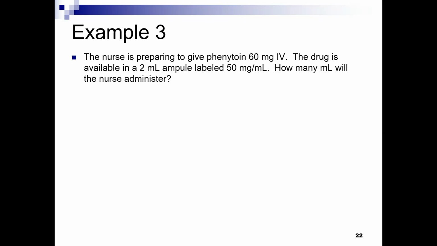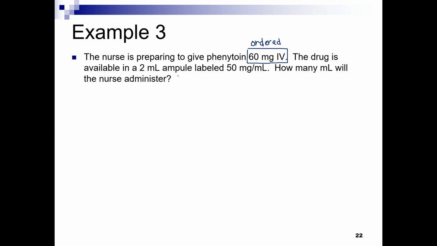And so it tells me the nurse is preparing to give this medication 60 milligrams as an IV. So the first thing I want to note is the 60 milligrams is what's ordered. Even though it did not say the word ordered, if that's what the nurse is preparing to give, the doctor must have told her, give this amount. Next, I notice the drug is available in a 2 milliliter ampule labeled 50 milligrams per milliliter. And I'm asked how many milliliters will the nurse administer.